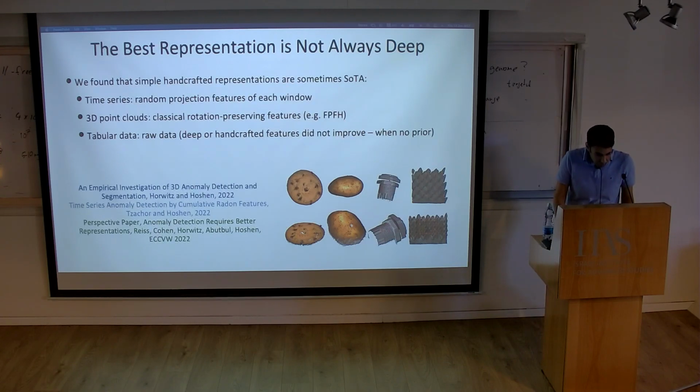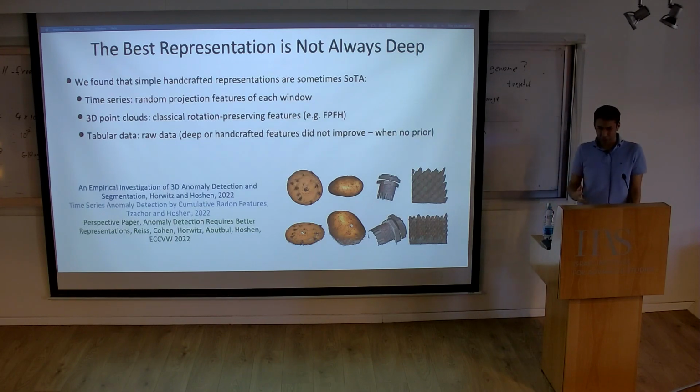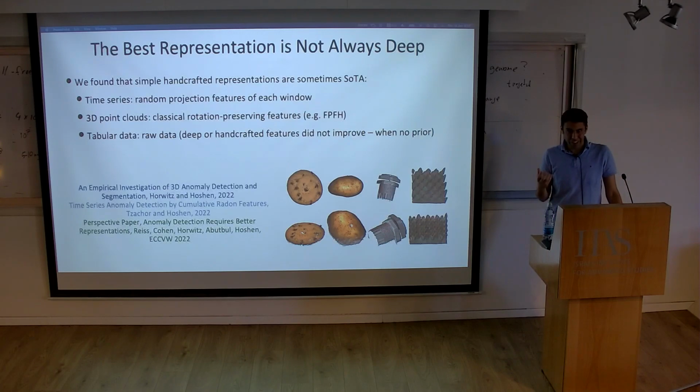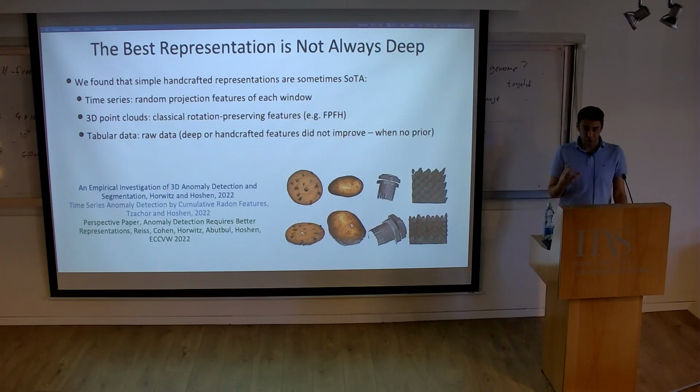The second place where we again found that classical descriptors performed better than deep learning ones was in 3D point clouds. So there's been a huge amount of work on deep learning for point clouds and in classification and so on. They've shown extremely good results. Specifically in anomaly detection, we've found that classical descriptors, specifically we use something which is called FPFH, but the precise naming is less important. Basically the main idea is that there's been a huge amount of work on descriptors for point clouds, and we've found that classical descriptors actually perform better than the latest deep learning ones for point clouds.